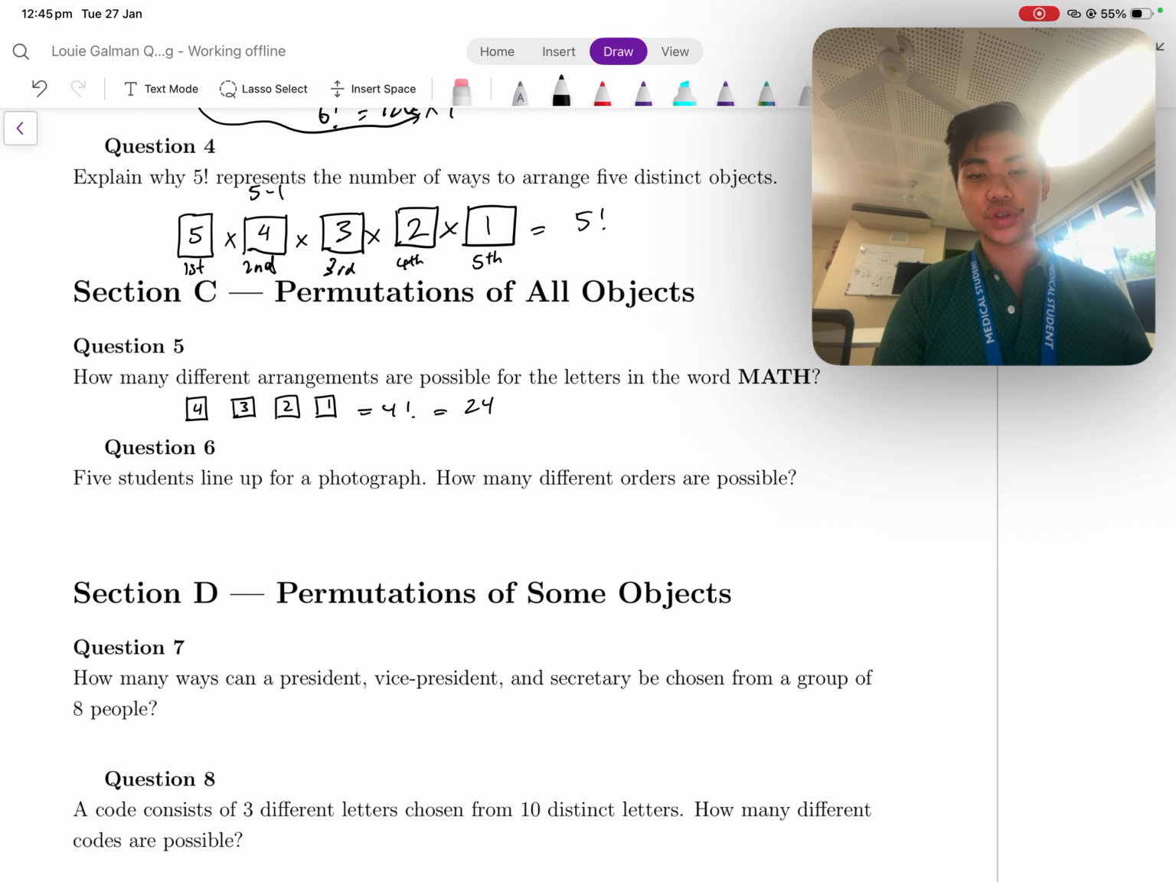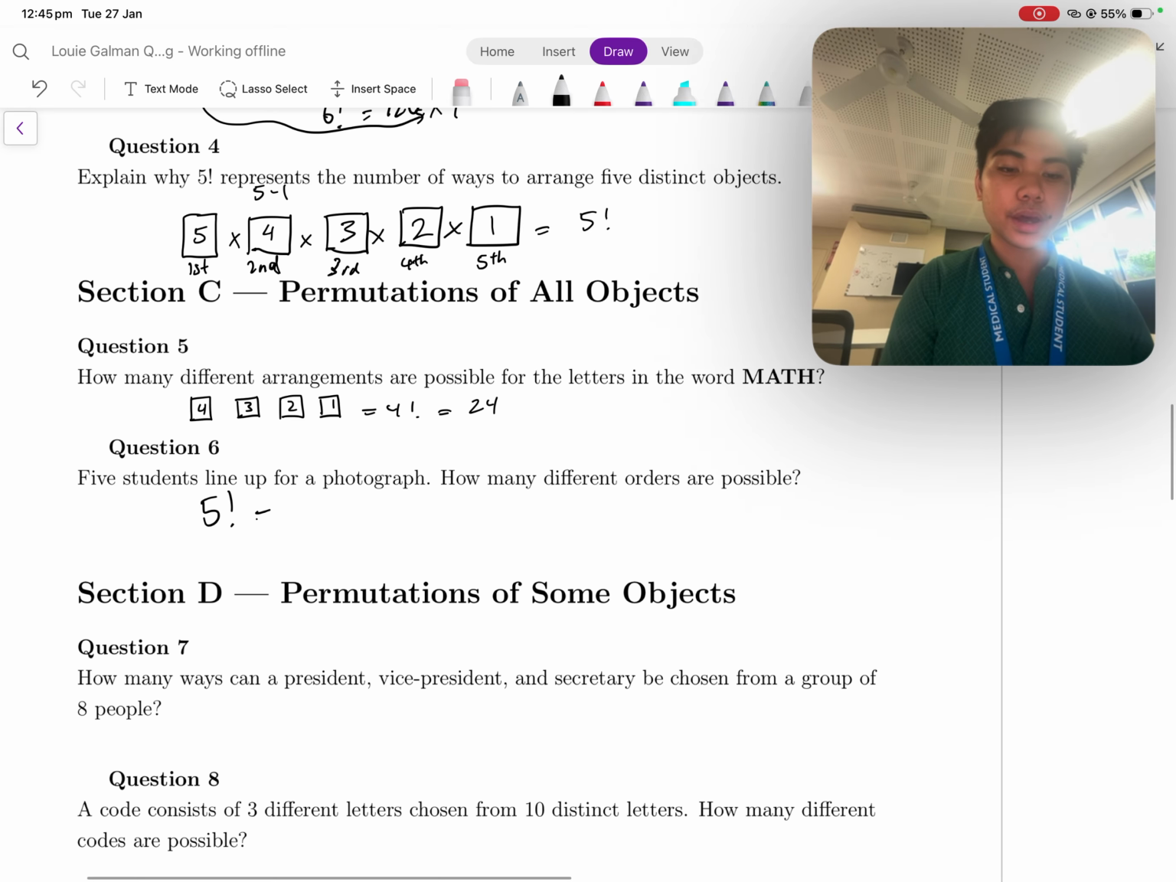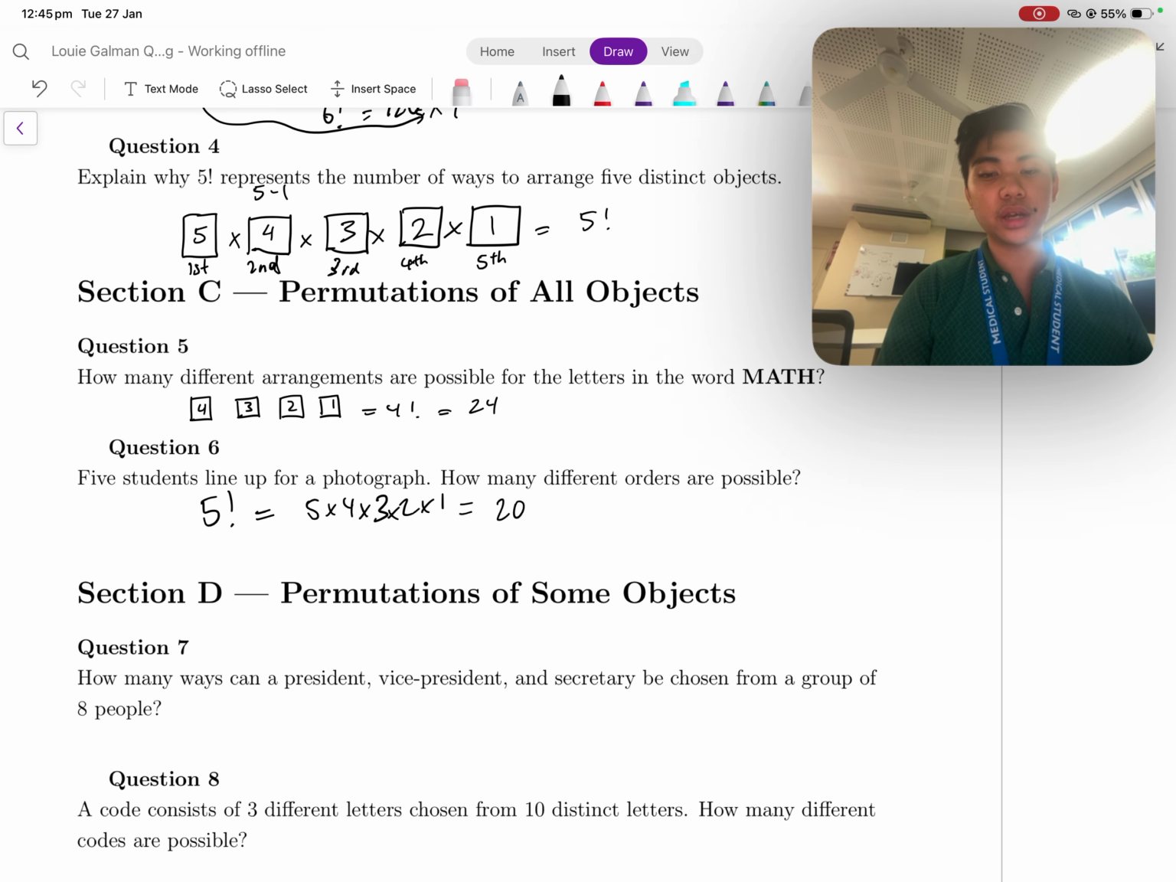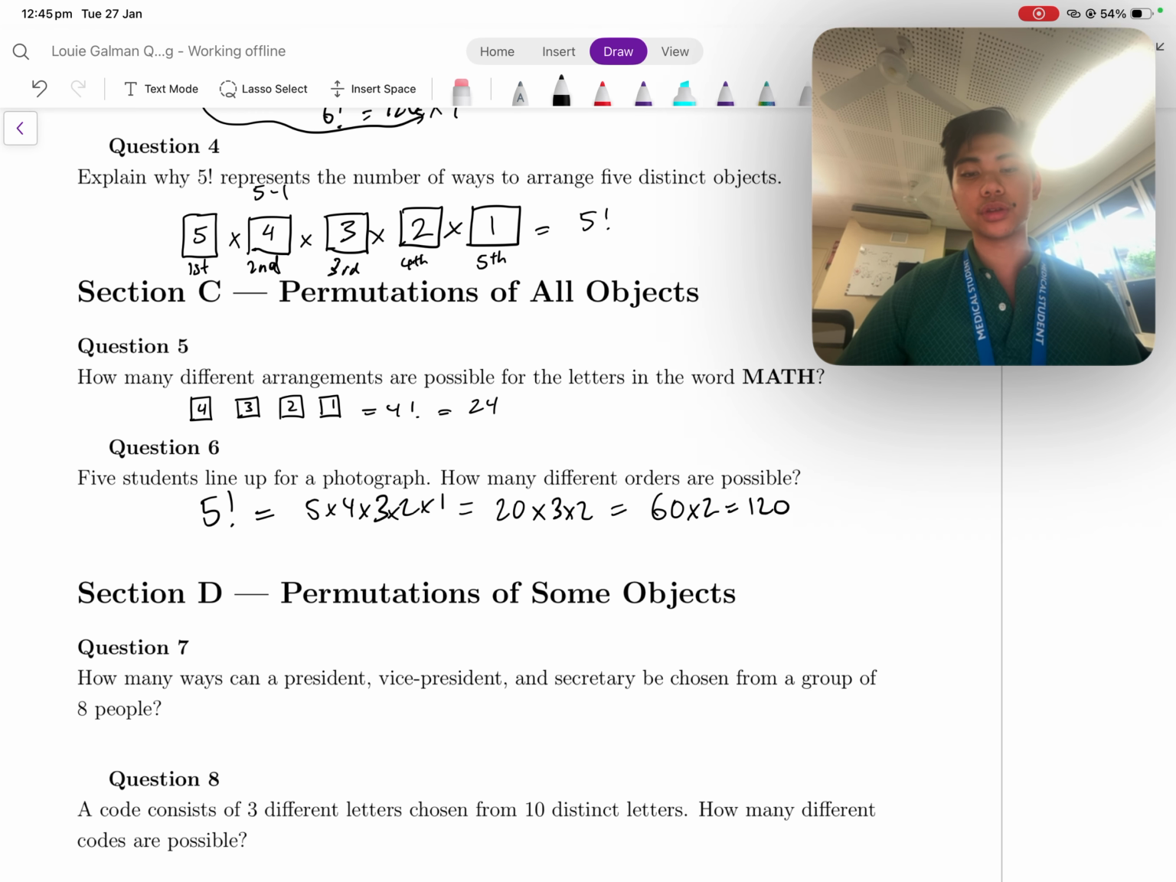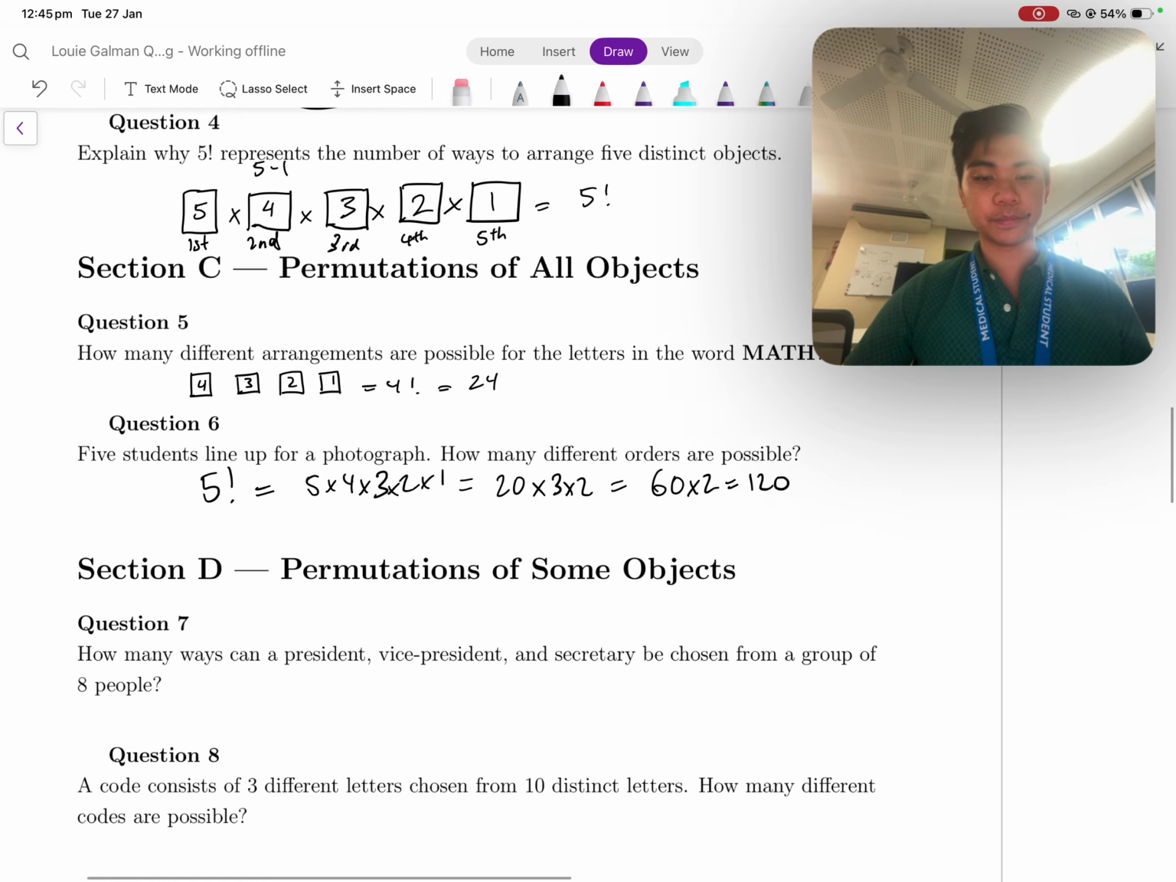Five students line up for a photograph. How many different orders are possible? Same thing: 5 factorial, because all these students are different. So we would do 5 times 4 times 3 times 2 times 1. 5 times 4 is 20, times 3 is 60, times 2 is 120, and I'll leave out the 1. So there are 120 different orders possible.